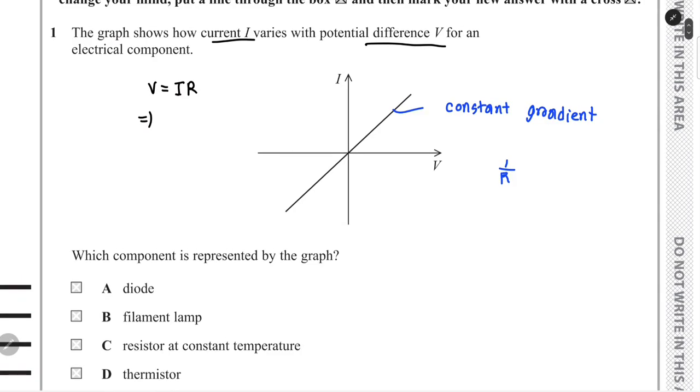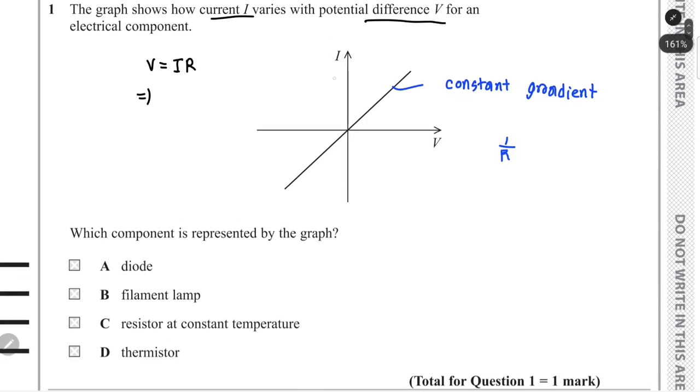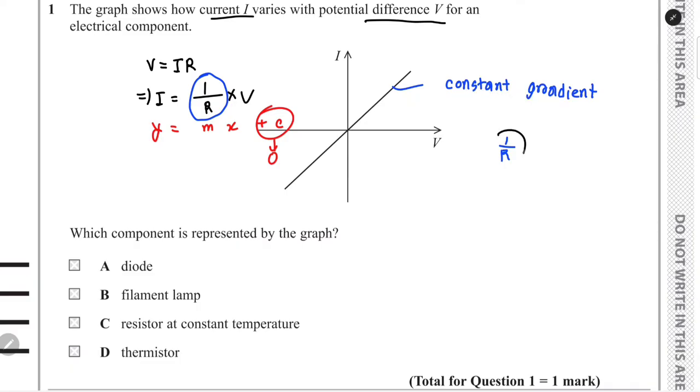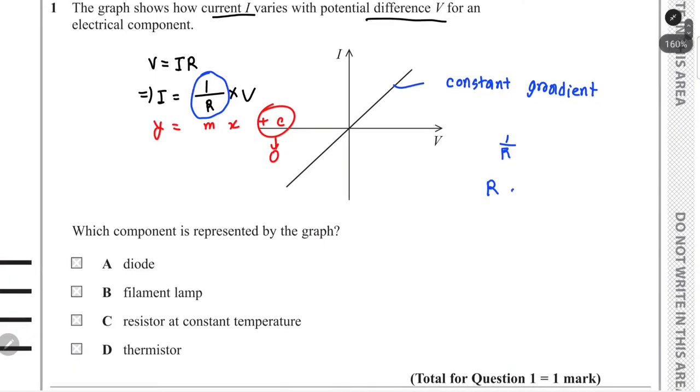I have to move I to the left since this is compared to the y-axis and this is the x-axis. So I'll put I on the left. If I make I the subject, I get V by R, or 1 by R times V. This can be compared to y equals mx plus c. C over here is 0. So the gradient of this graph is 1 by R. If it has a constant gradient, the value of 1 by R is constant. If 1 by R is constant, R must be constant.